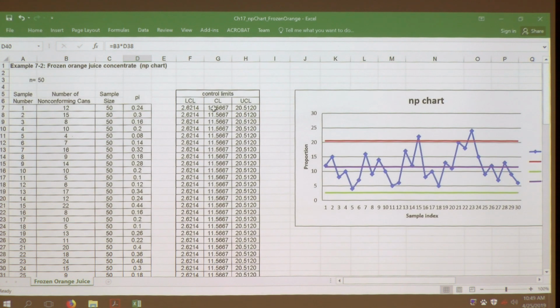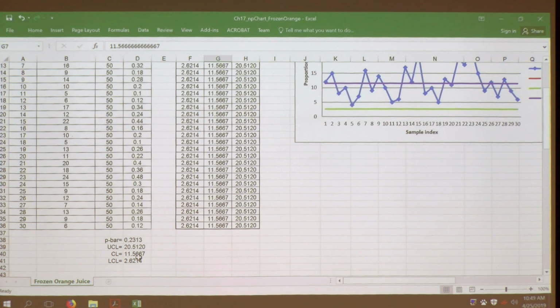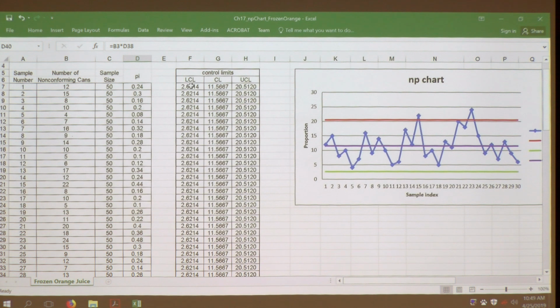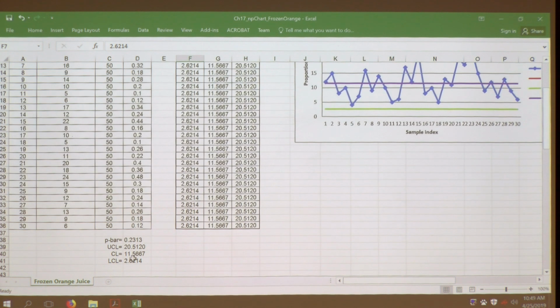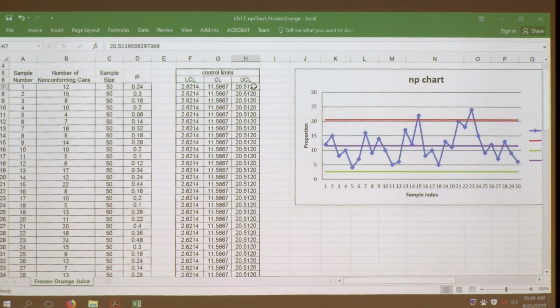So what I did here is I put a center line over here, 11.5667. And then I put a lower control limit, 2.6214 right here. And then 21.20 right here. This will be my upper control limit. Now, what we are interested in monitoring is the number of non-conforming. So this is a control chart.